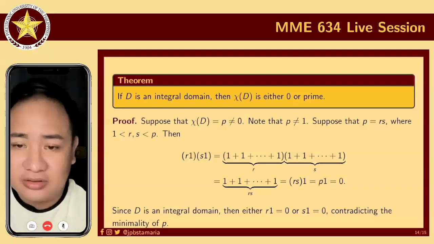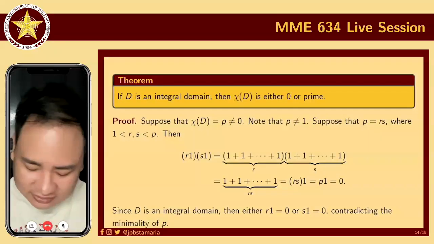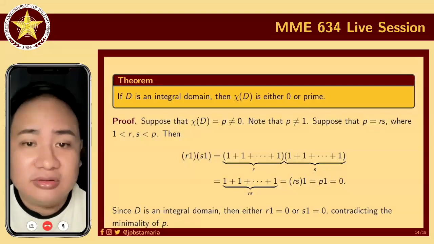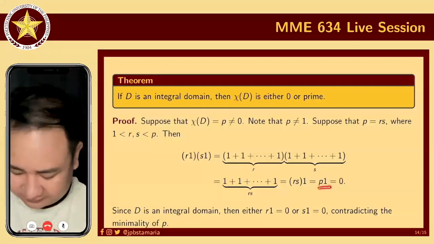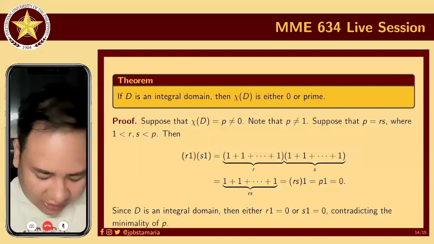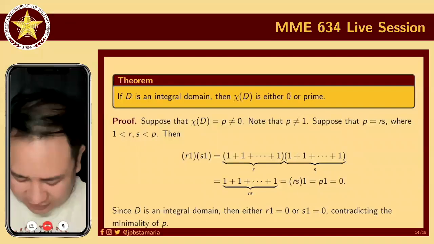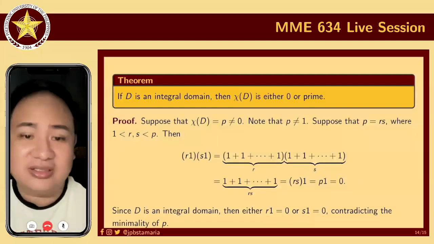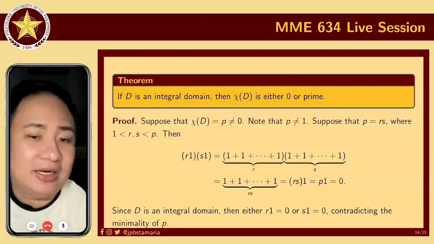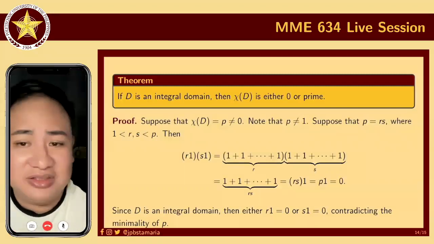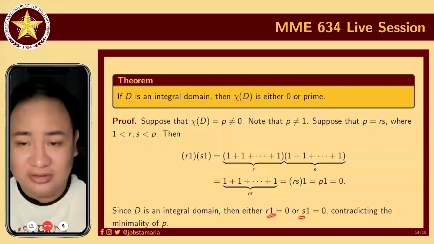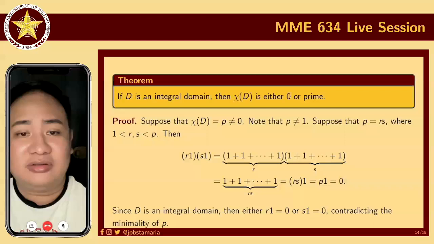This is a contradiction because kakasabi lang natin si P yung characteristic. Pag sinabing characteristic si P, P is the smallest positive integer that can do this. Yet, si R at S ay mas maliit sa P at nagawa niya yung property na gusto natin. That contradicts the minimality of P. When you say minimality, by definition kasi P is the smallest to do that. Yet nakahanap ka ng mas maliit, si R or si S. That cannot be the case.